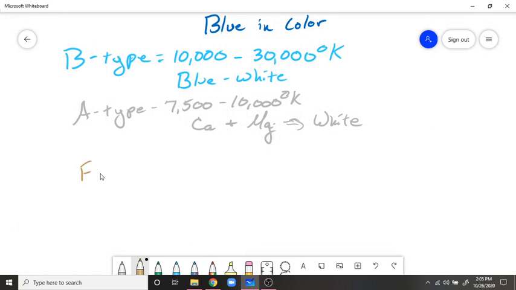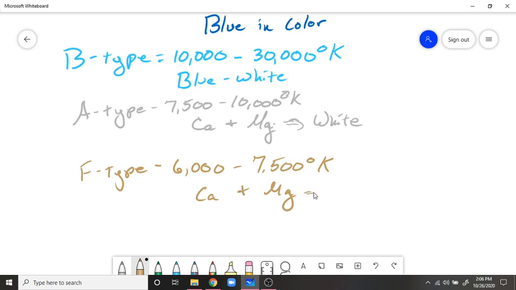After A, we have F-type stars. F-type stars are also calcium and magnesium rich stars, but they are burning 6,000 to 7,500 degrees Kelvin. And these stars, because they are burning a little bit cooler, they appear to be yellowish white.